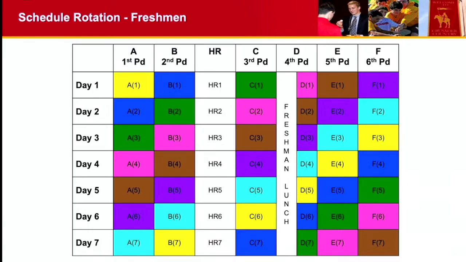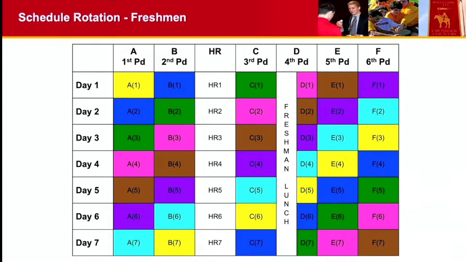So on period 2, that yellow box class does not meet. It then comes back into the schedule on day 3 during period 6. And then we'll rotate through each of the periods. So we have a 7-day cycle. Every class meets 6 days at 6 different times, as noted by this schedule.